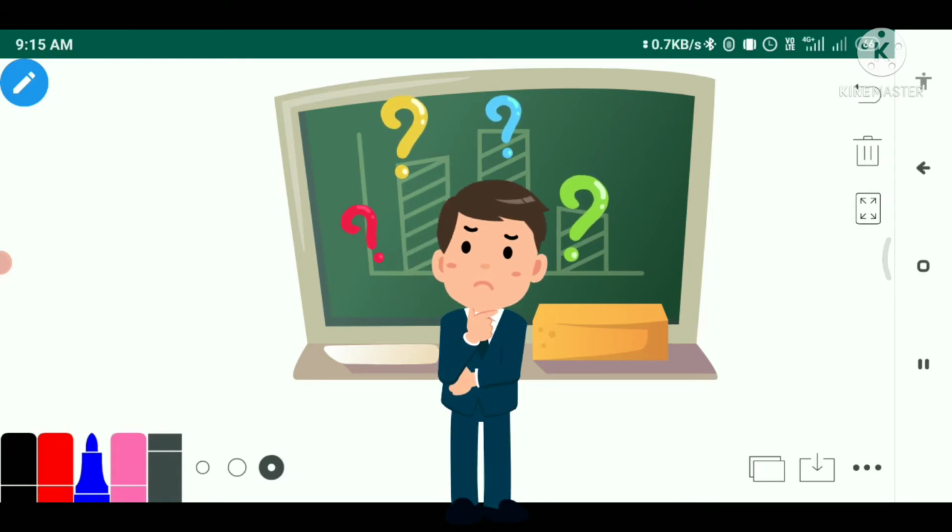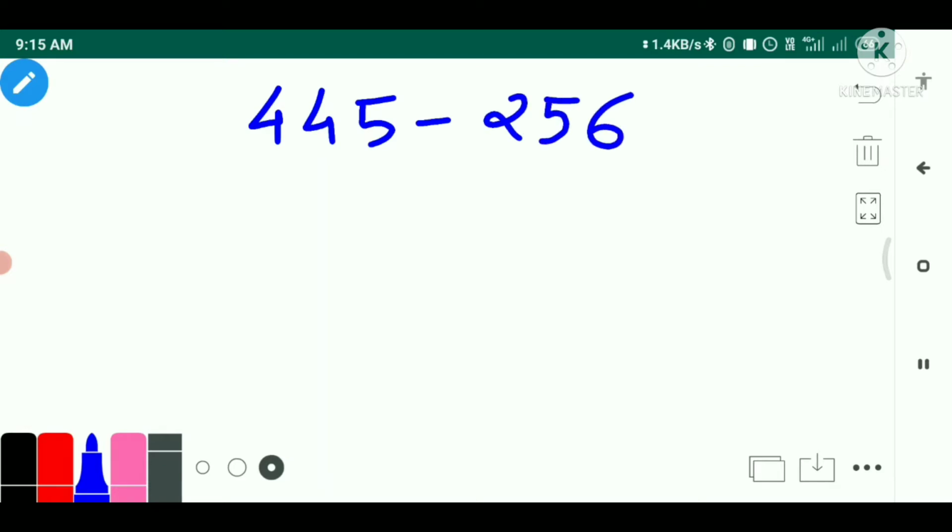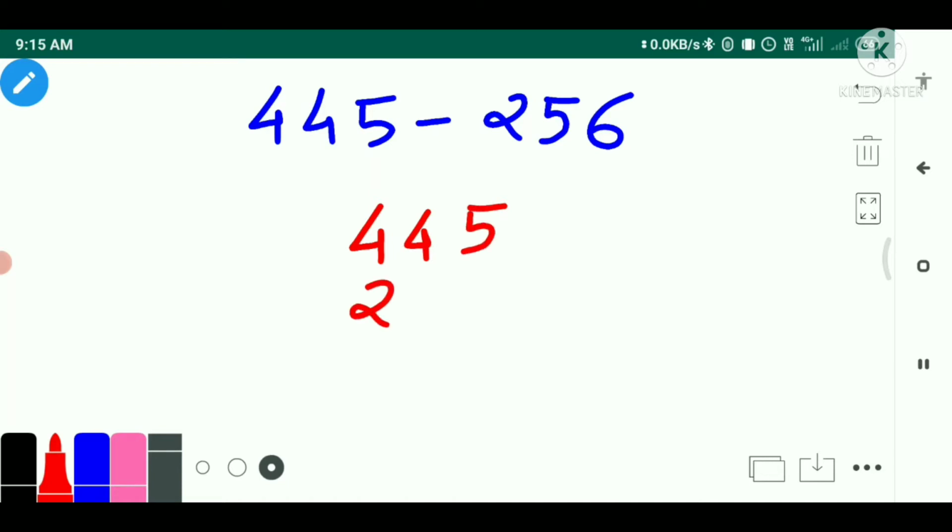Okay, so suppose we need to subtract 445 and 256. First of all, we'll write it vertically. So 445, 256. Okay, now we'll start doing our subtraction. So we'll start from the ones place.